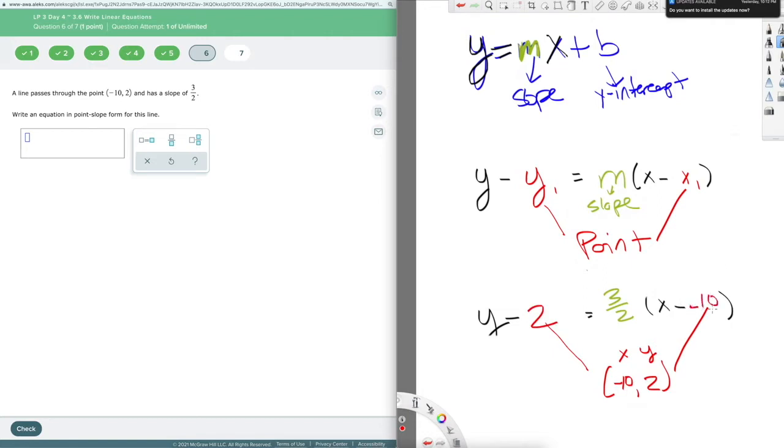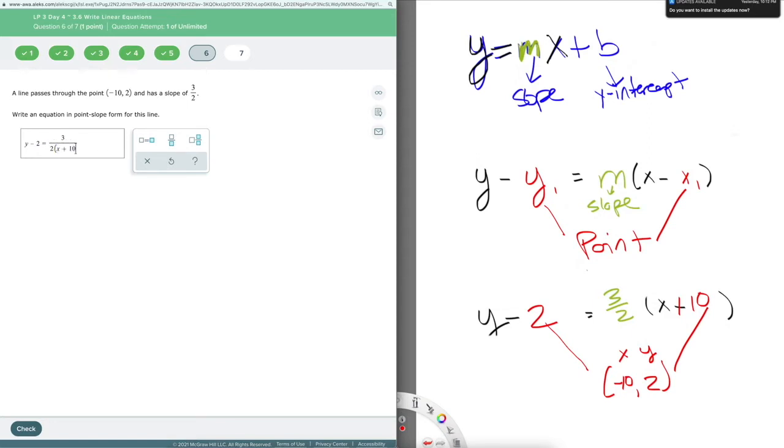X minus -10. Well, instead of writing minus -10, it's going to turn into a plus 10 like this. I don't know why that came out so ugly there. Plus 10. So that is our equation. y minus 2 equals 3/2 times x plus 10.